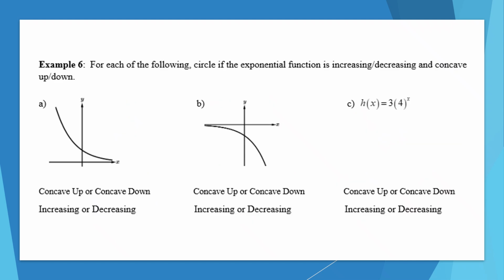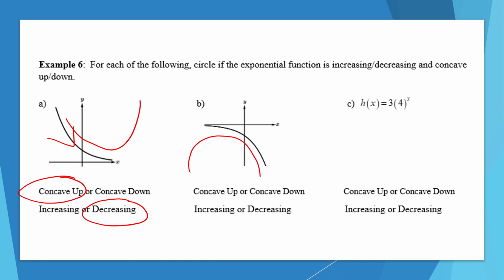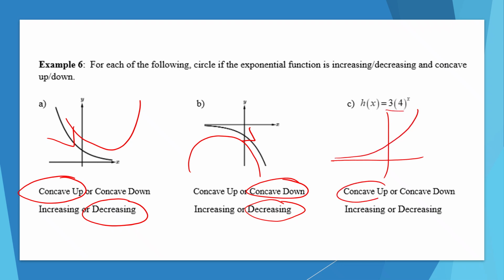For example 6, for each of the following, circle if the exponential function is increasing or decreasing and concave up or concave down. So this is an upwards U shape and it's going down, so it's concave up and decreasing. This is a downwards U shape and it's going down, so concave down and decreasing. And then this function right here is an example of exponential growth, so it's concave up and increasing. So those should be our 6 answers there.